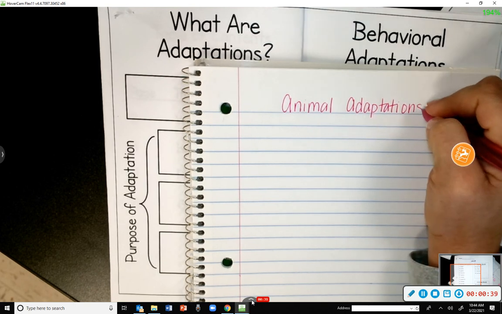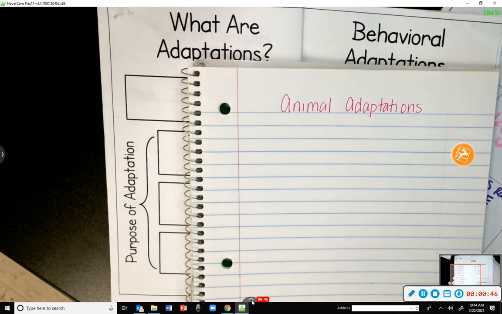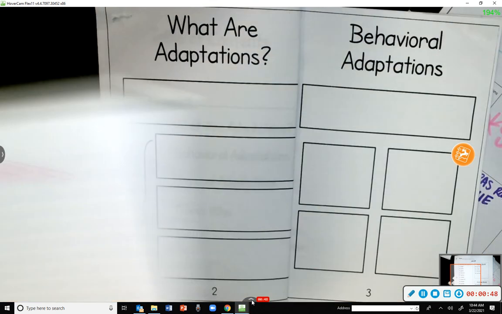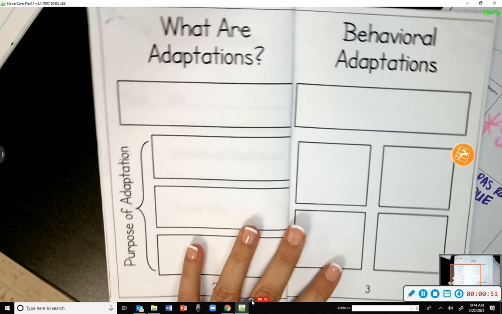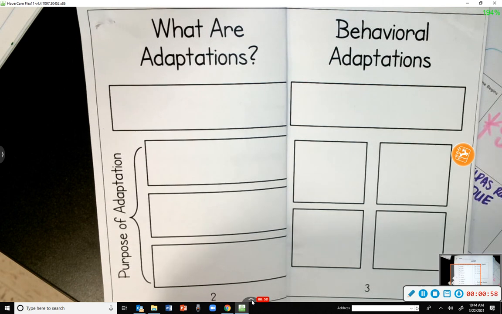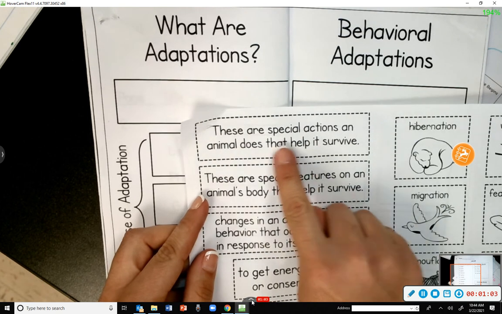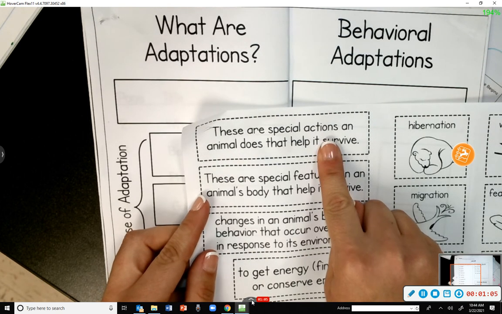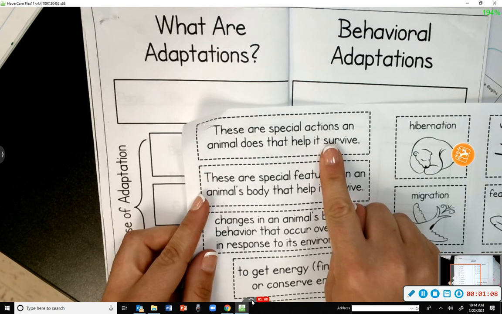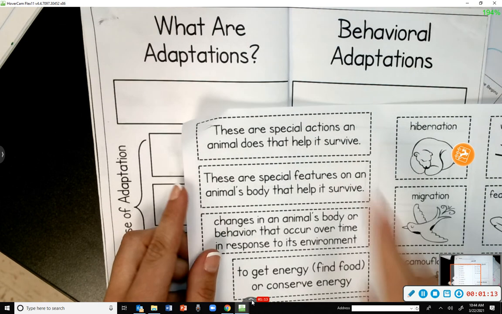Okay, so as I'm talking through this video and we're doing stuff in class, you guys at home are going to be writing the things I tell you to write instead of gluing and cutting like we're doing in class. So the first thing, what are animal adaptations? Well, these are special actions an animal does that help it survive. So we're going to cut out this very first one. Those of you at home need to put this in your science notebook.